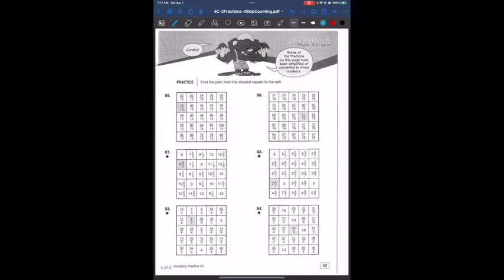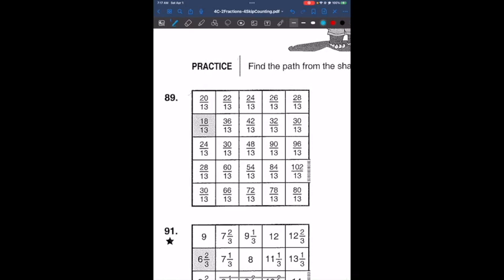Now we're going to move on to the next page. We have some more puzzles, and it says some of the fractions on this page have been simplified or converted to mixed numbers, which complicates things a bit more. So we're starting from 18 over 13 and we want to get out through 102 over 13.